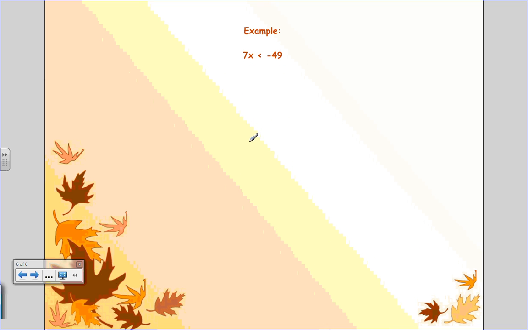Last example. This is a real important one because this is one that messes up a lot of people. This is a multiplication, so I'm going to divide. I divide both sides by the 7. So on the left, 7 over 7 is 1, so I just have x. On the right, a negative divided by a positive is a negative 7.